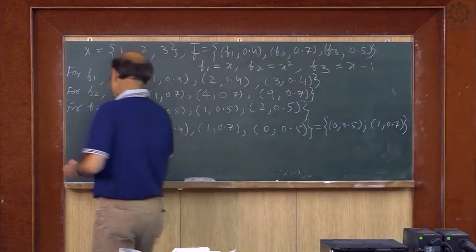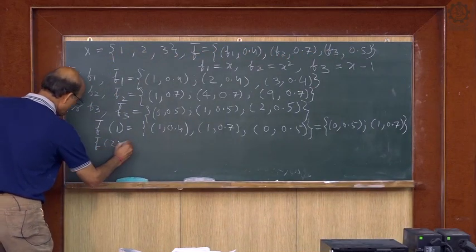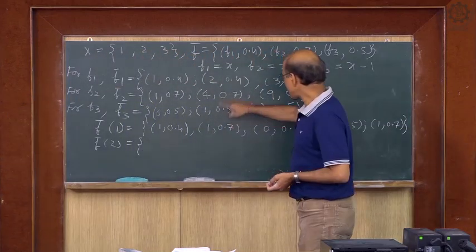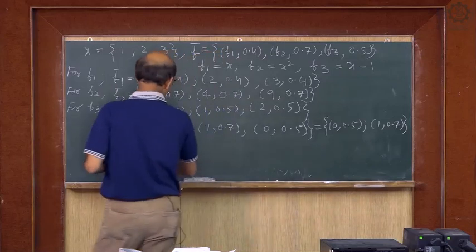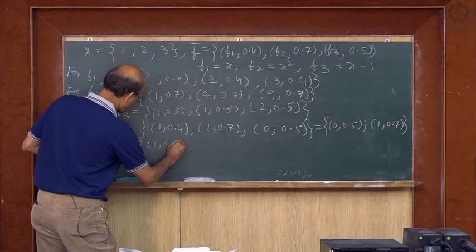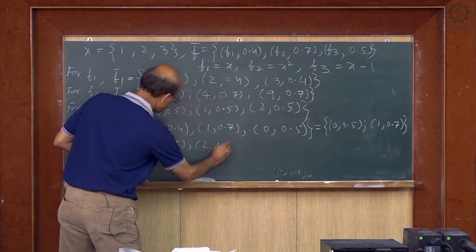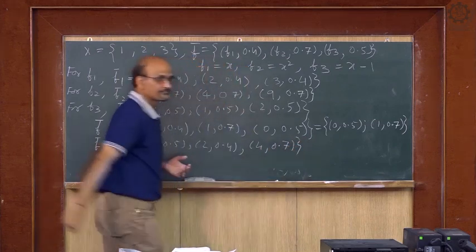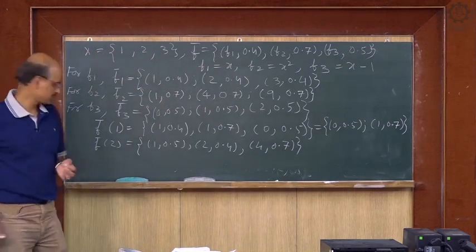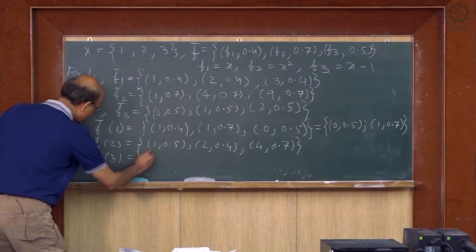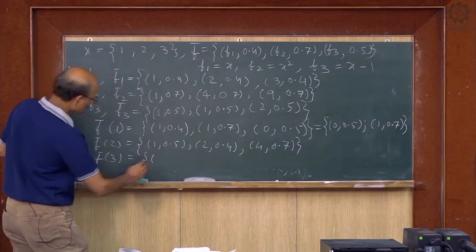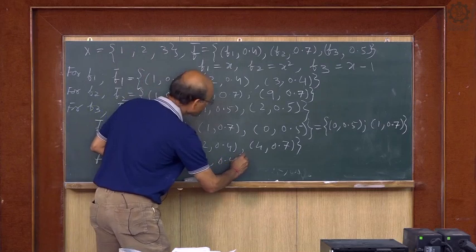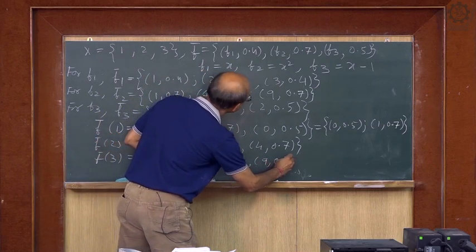Okay. Similarly, I can have f bar 2 as, now I can write directly because these will be there. So 1, 2, 4. Okay. 1, 0.5, 2, 0.4, 4, 0.7. Fine. Now f bar 3 will be what? 2, 0.5, 3, 0.4, 9, 0.7.